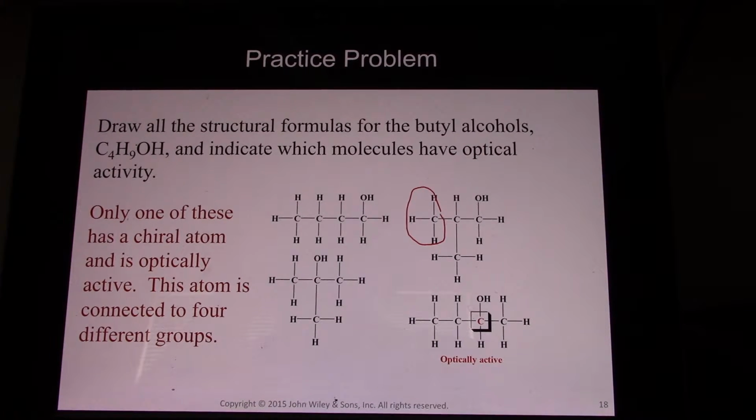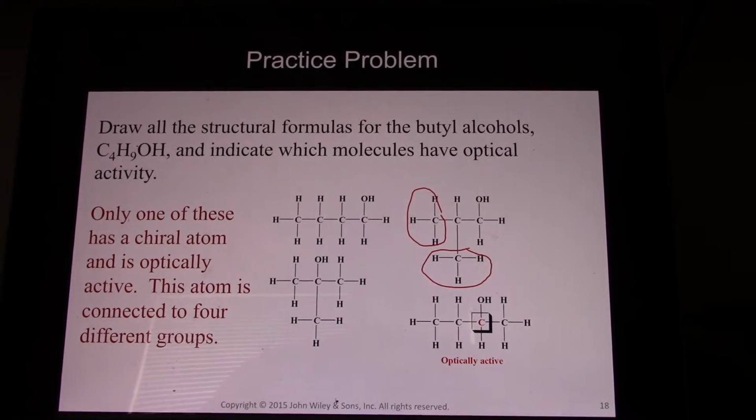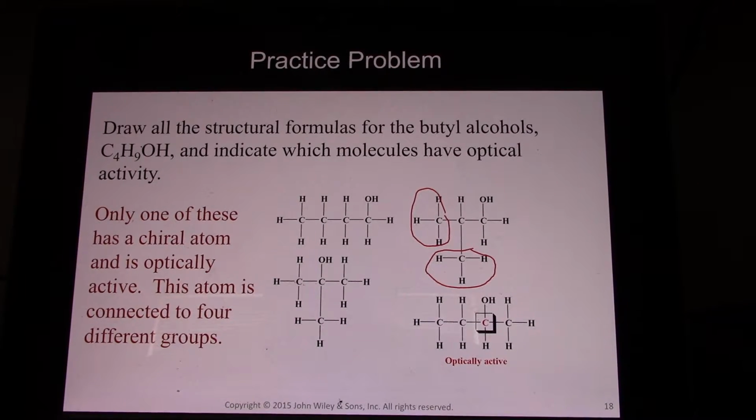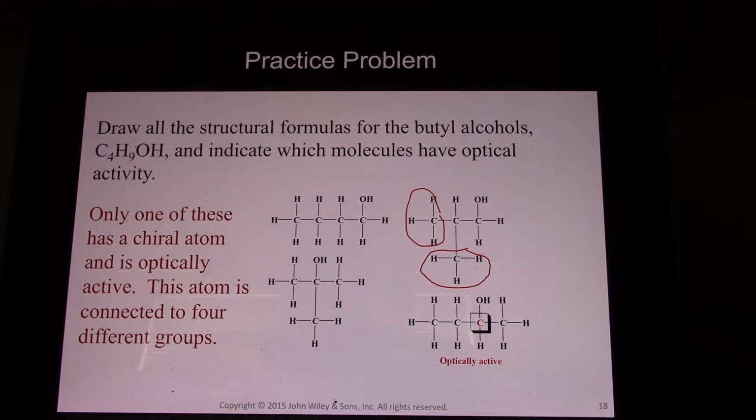So that methyl group is exactly the same as that methyl group. So that carbon's not chiral either. And so this molecule is not chiral. Here, these 3 carbons all have 3 hydrogens on them.